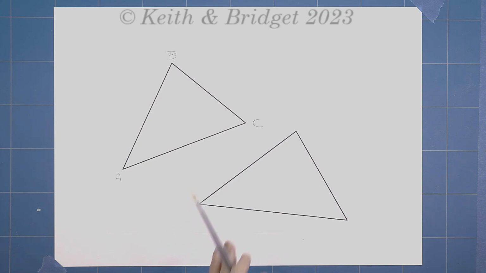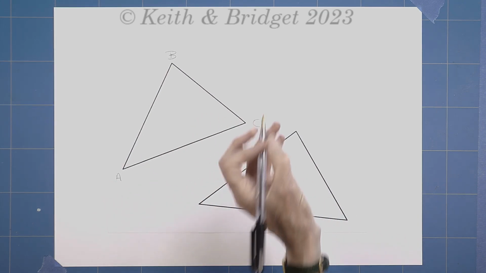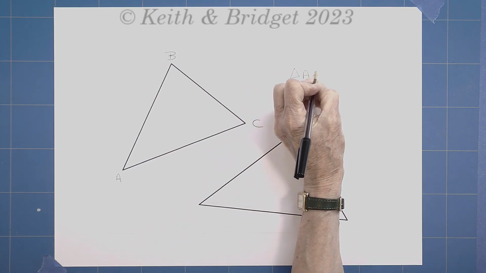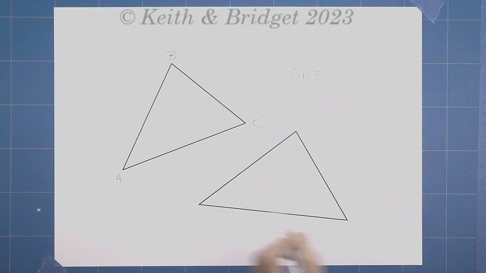So when we've got this system, we can refer to this as triangle ABC. So that refers to the whole lot. Or we can refer to a single vertex as vertex A, vertex C, vertex B. In other situations, we may want to refer to sides and angles.